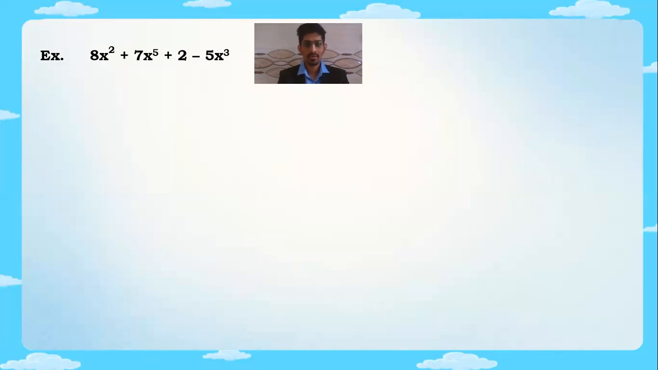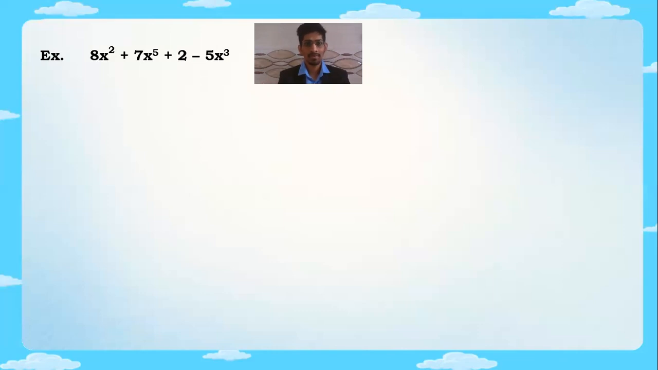This polynomial, students, first of all tell me total how many terms are there? Yes, very good. Total 4 terms are there, right? And what is the degree of this polynomial? First class. The degree is 5. The highest power of this polynomial is 5.